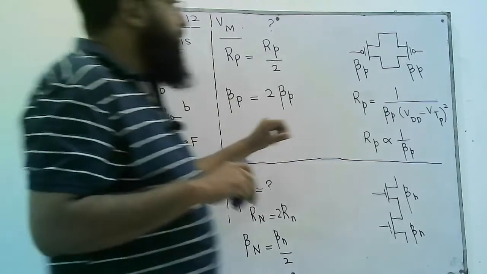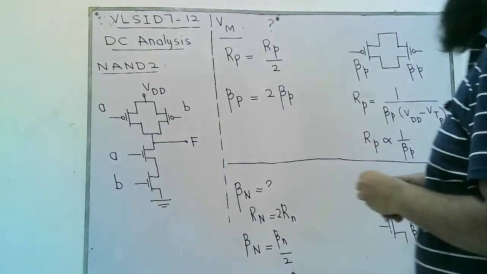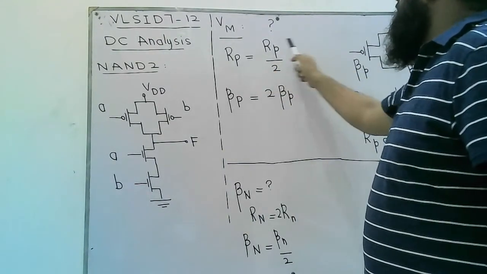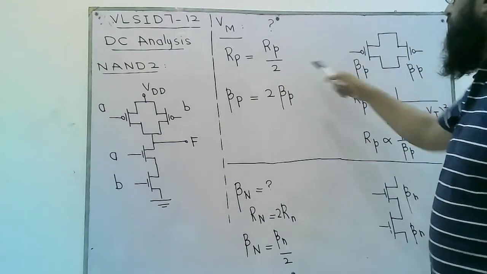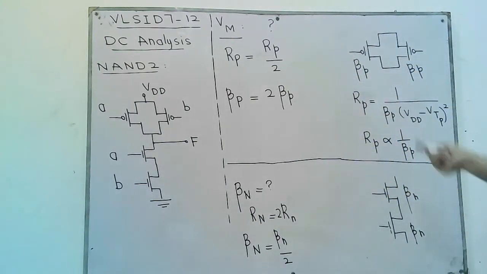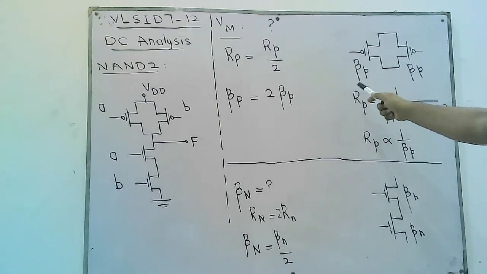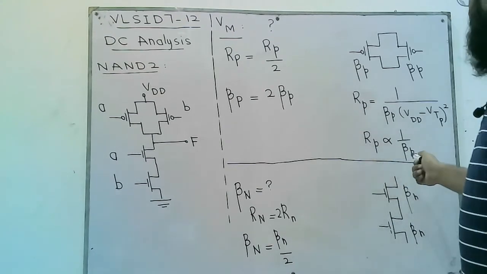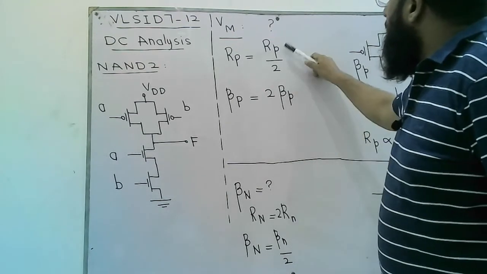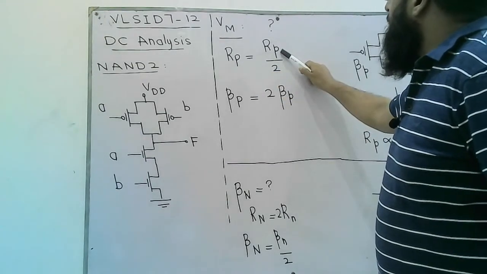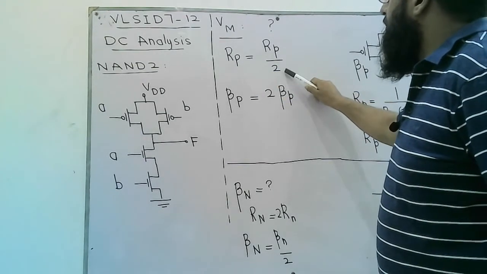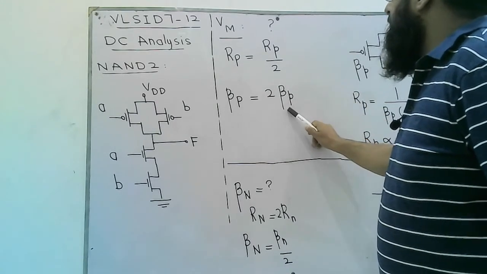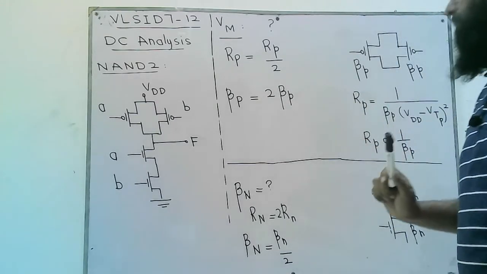In NAND2 we have two PMOS transistors connected in parallel. This means the equivalent resistance Rp of the two would be half, because the resistance turns to half if we have two resistors of equal resistance connected in parallel. And Rp is 1 over beta p, as we studied in one of our previous lectures. So Rp is inversely proportional to beta p. If the equivalent Rp is the Rp of an individual transistor divided by 2, this means beta p should be double, because beta p is inversely proportional to Rp.